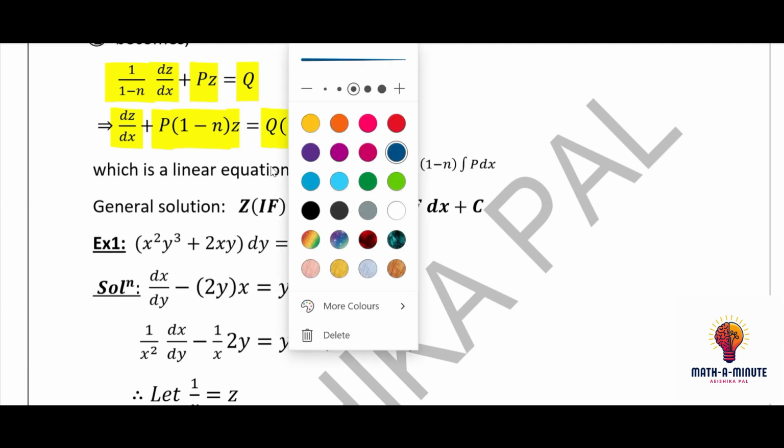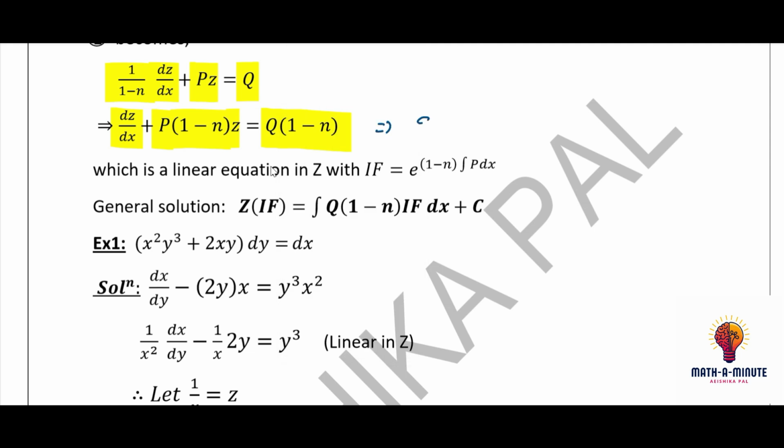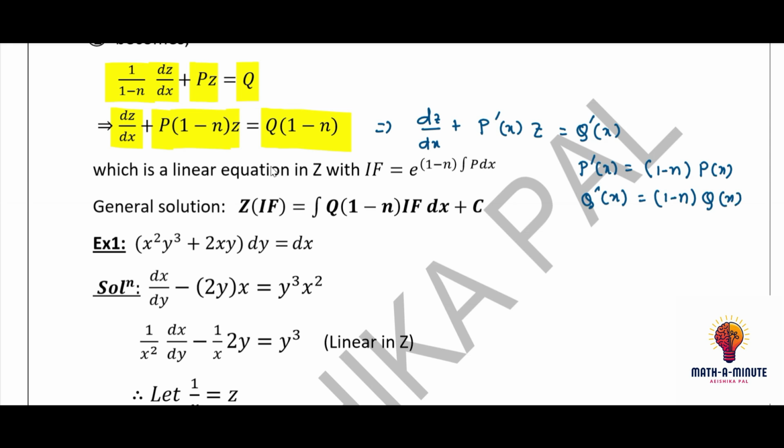Now this equation can also be written as dz/dx + P'(x) z = Q'(x), where P'(x) is a function of x, namely (1-n) P(x), and Q'(x) is (1-n) Q(x). Therefore, we can say this equation is a linear equation.